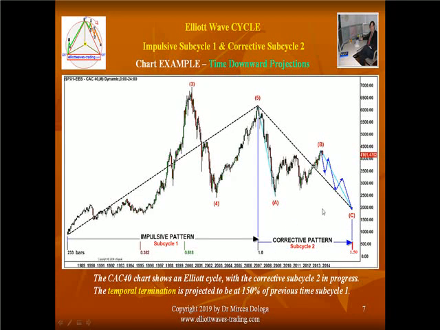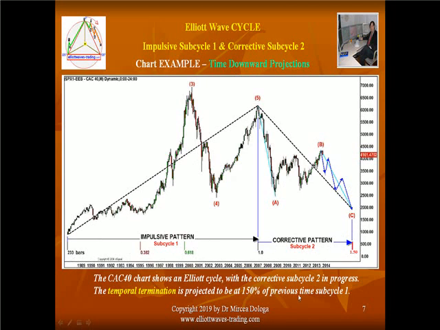So for a normal C equal to A, we use the Fibonacci ratio 1.5, which means that instead of 233 bars allocated to the impulsive pattern, it will be half of it, which is 116.